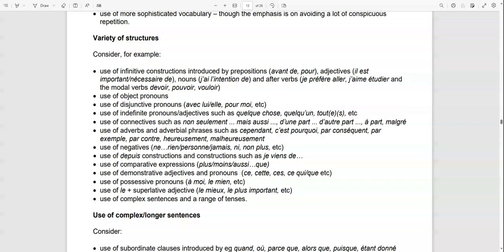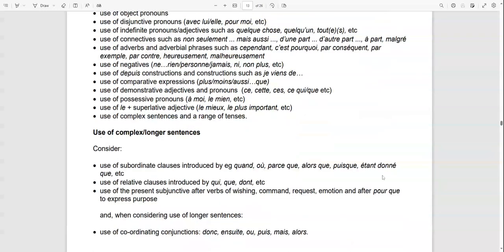So use of possessive pronouns, so things like c'est à moi, it is mine. C'est le mien, another way of saying it is mine. Use of le plus, the superlative adjective, for example, le mieux, the best, le plus important, the most important. And any complex sentences and a wide range of tenses, verb tenses, is going to help you get the highest marks.